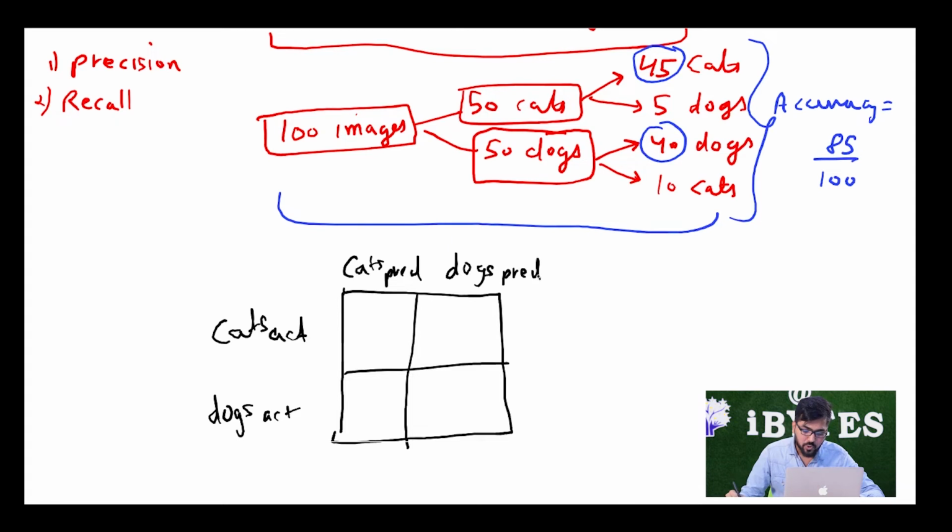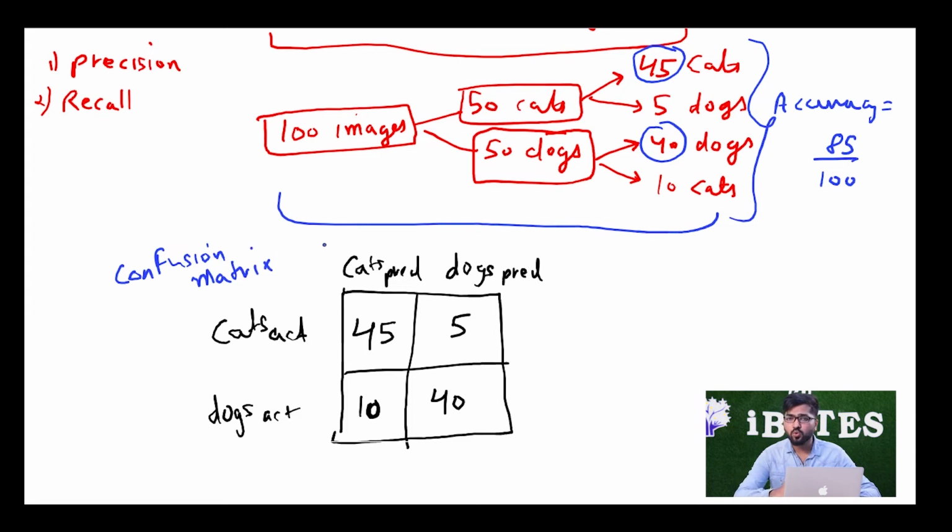Okay. So how many actual cats are there? There are a total of 50 actual cats. Out of these, 45 have been predicted as cats and 5 have been predicted as dogs. Out of 50 actual dogs, we have 40 labeled as dogs and 10 as cats. So basically, if I have to find the accuracy from this diagram, I can say 45 plus 40 upon 100, that would give me 85 by 100, that is my accuracy. This diagram which I have made is also known as a confusion matrix.